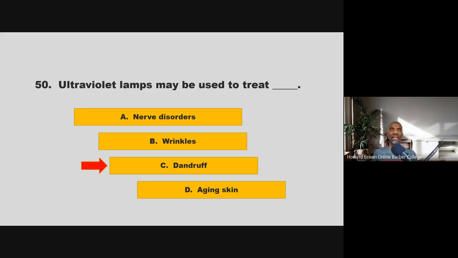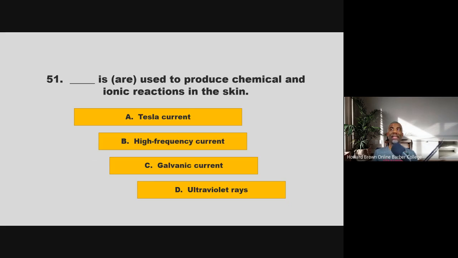If you chose C, dandruff, you are correct. Blank are used to produce chemical and ionic reactions in the skin. Is it Tesla current, high frequency current, galvanic current, or ultraviolet rays? If you chose C, galvanic current, you are correct.